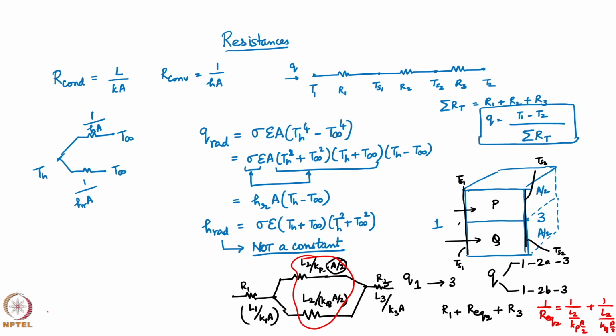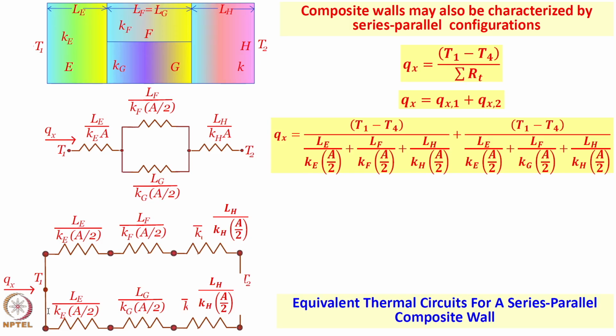Let us just go back here, all this is written here already. So, that is what is shown in this set of slides. So, you have a path from E to F and to H, from E to G on to H, and that is what is shown here. So, you have an equivalent resistance which is what is between LF by KF A by 2, LG by KG A by 2, and you get the equivalent thermal circuit diagram this way.